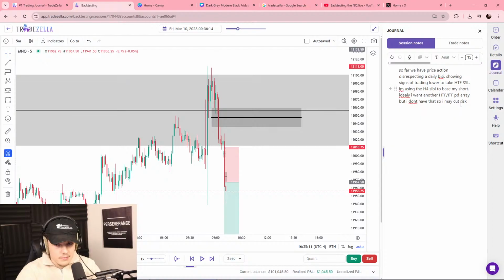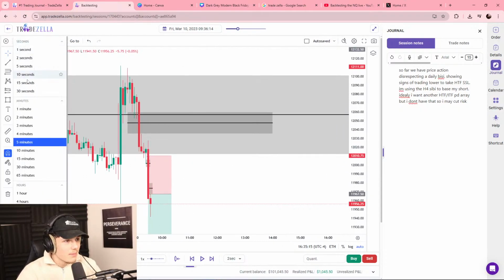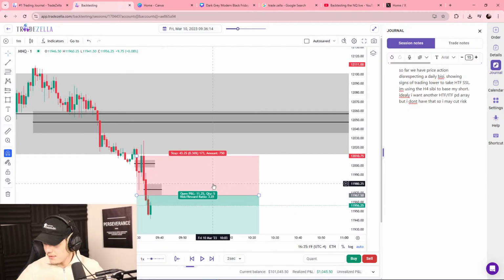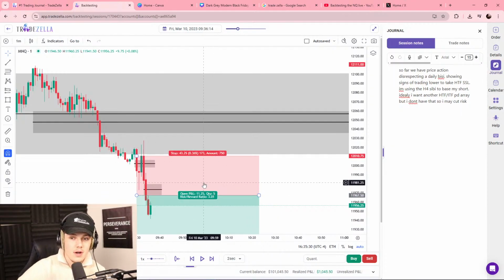Looking at price action, I ideally want to see it respect this. Now I need to get my phone out and calculate it. 43. So we're going to do 750 divided by 43 divided by 2. That would be 8.7. Always round lower. So 8 contracts.